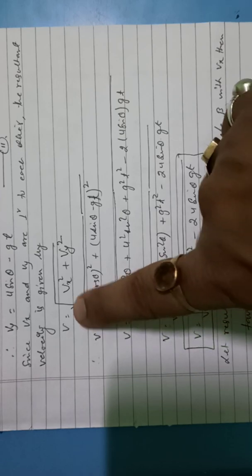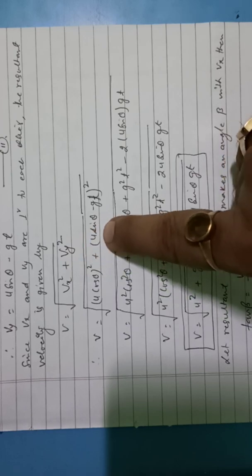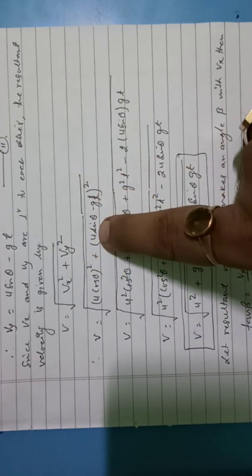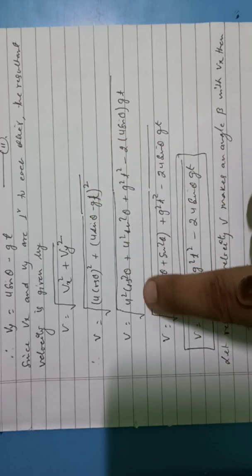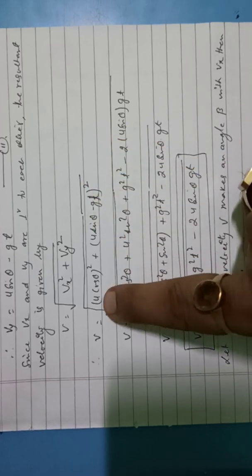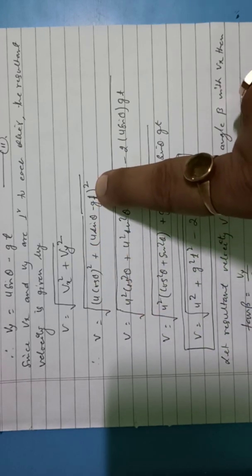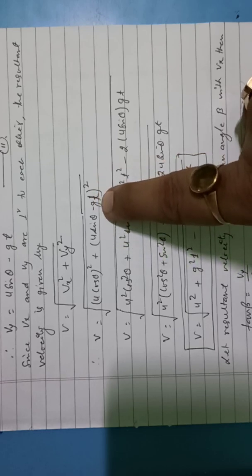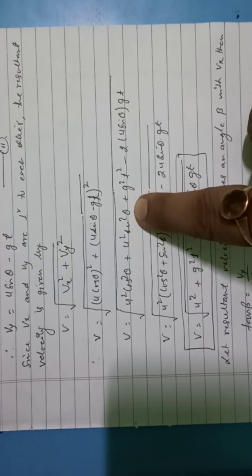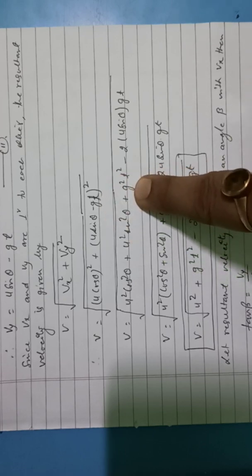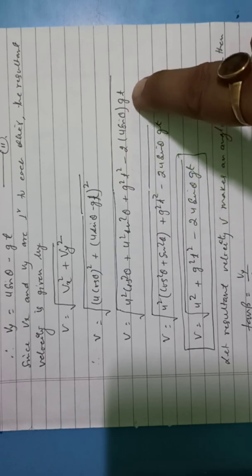Therefore V is equal to root under (U cos theta) whole square plus (Vy is equal to U sin theta minus gt) whole square. Here it is in the form of (a minus b) whole square, therefore we solve it according to that. (U cos theta) whole square is equal to U square cos square theta, and (a minus b) whole square is equal to a square plus b square minus 2ab. Therefore a square is equal to U square sin square theta, b square is equal to g square t square, minus 2 into U sin theta into gt.